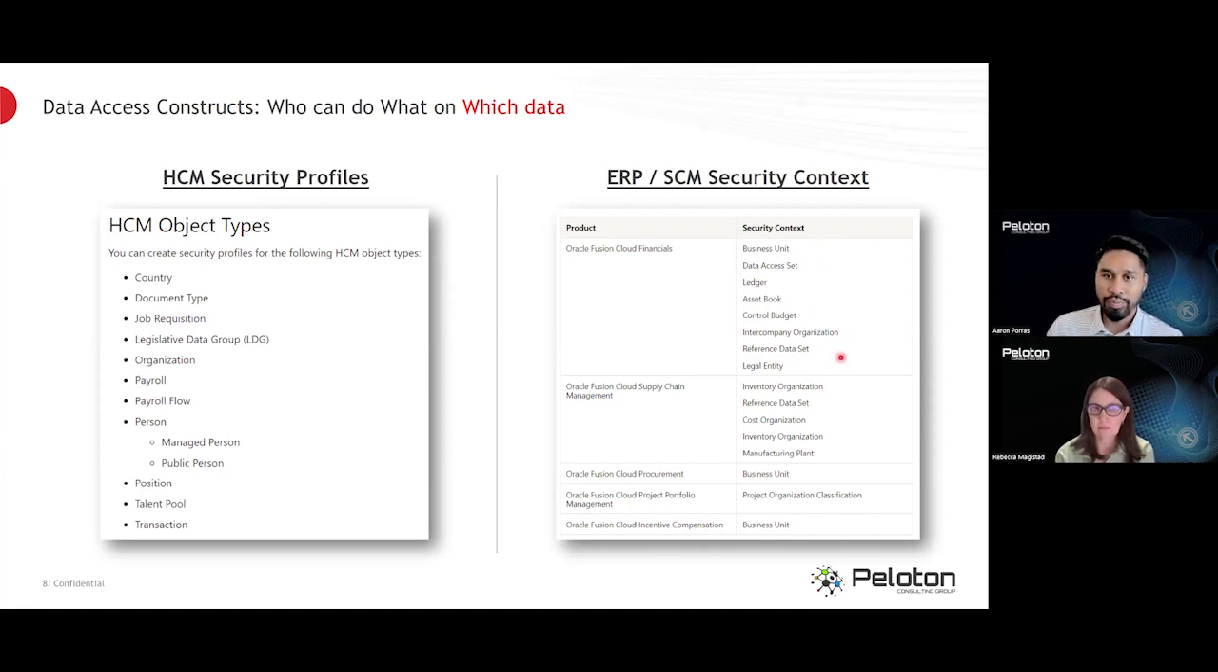So we have the flexibility there to control that for financials, and then same thing for supply chain. You can see the contexts are slightly different here even for supply chain, right? So there is some business unit context. Inventory orgs is a big one for supply chain as well. And then business unit is a common one here across some of the other objects.